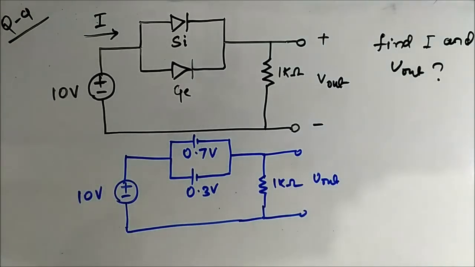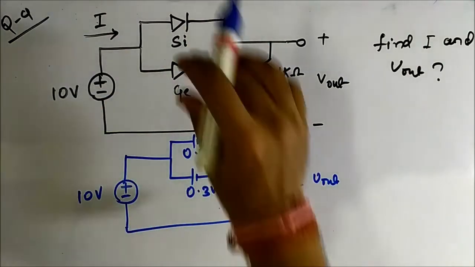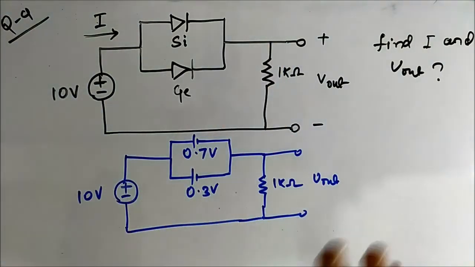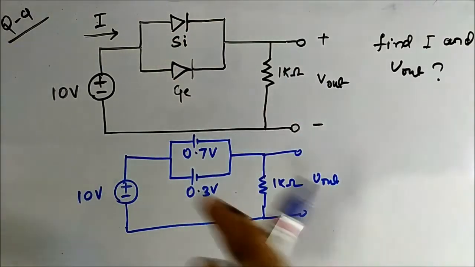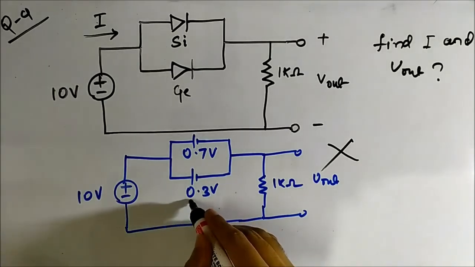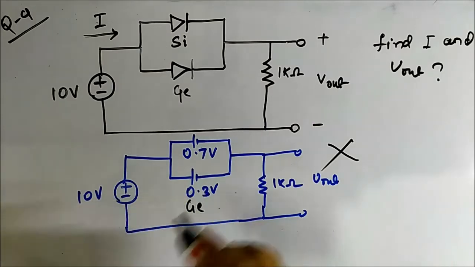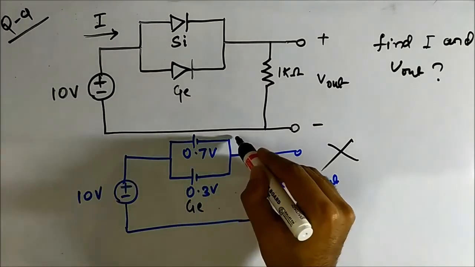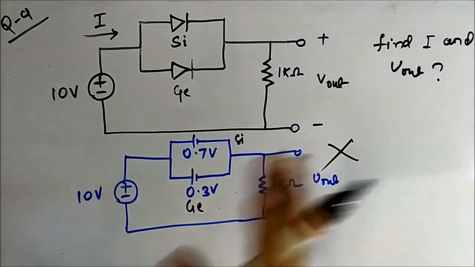Yes, 10 volt is connected to the p ends of both the diodes. 10 volt is sufficiently higher than 0.7 volt and 0.3 volt, so easily both the diodes will be on, isn't it? But this is a mistake. It is wrong. Yes, it is wrong. Why? Because you see, this germanium has built-in potential of 0.3 volt, silicon has built-in potential of 0.7 volt.